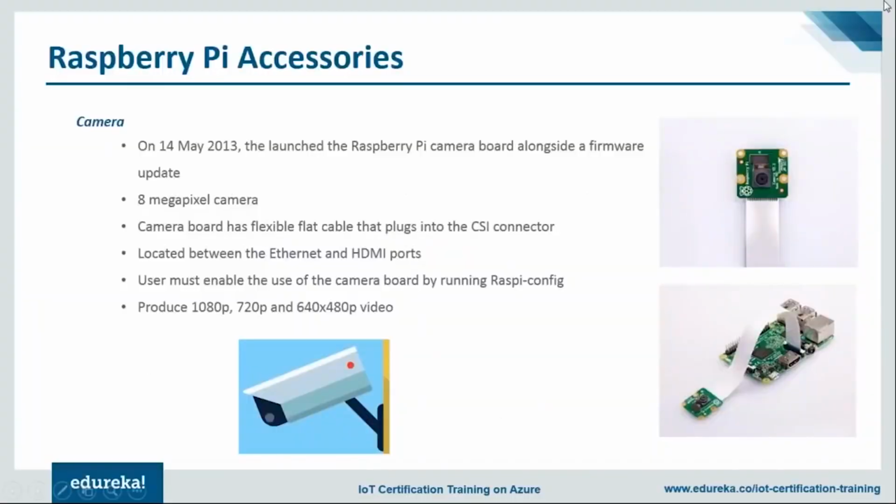Now, another additional component that most people use with Raspberry Pi is the camera. In 2013 itself, one year after Raspberry Pi 1 was launched, the Raspberry Pi camera was introduced along with a firmware update. The Raspberry Pi camera is basically an 8 megapixel camera and can directly be connected to the CSI port present on the Raspberry Pi itself. It's also very interesting and can record up to 1080p videos as well.